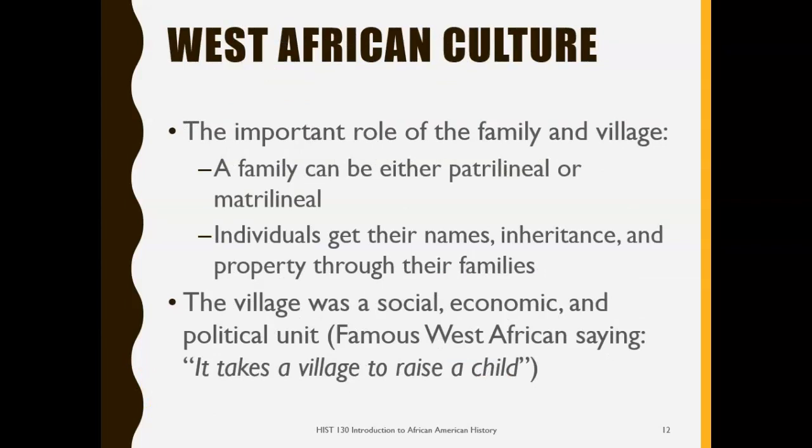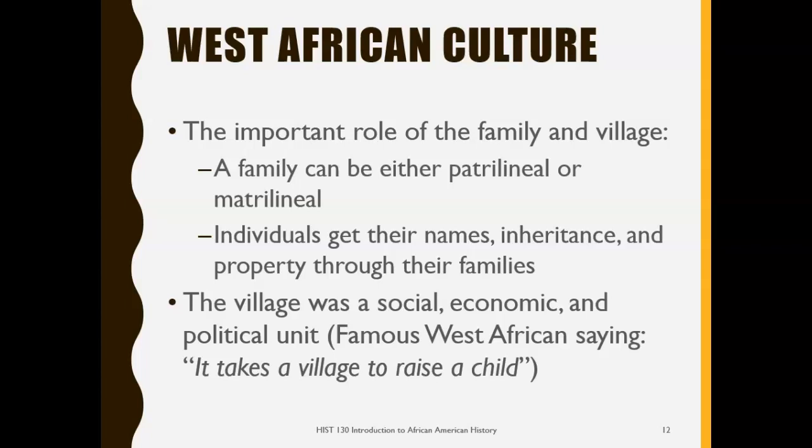Now, let's talk about the main characteristics of West African culture. In West Africa and in Africa generally, the family and the village play very important roles in the lives of individuals. Even today, the family and village are very important. A family can be either patrilineal or matrilineal, which means that patrilineal affiliation is through the male, from father to son, and matrilineal affiliation is through the mother.